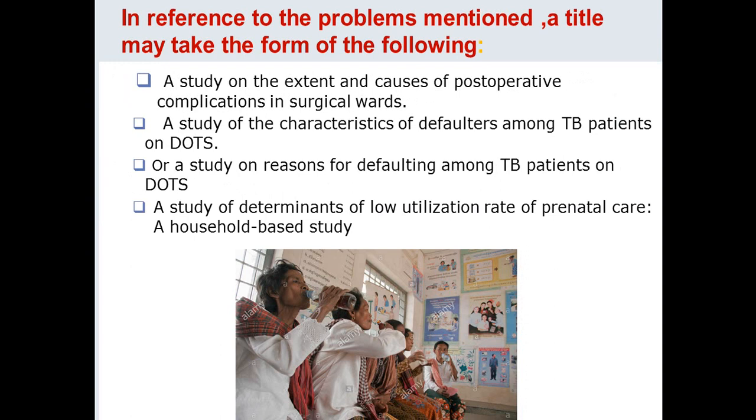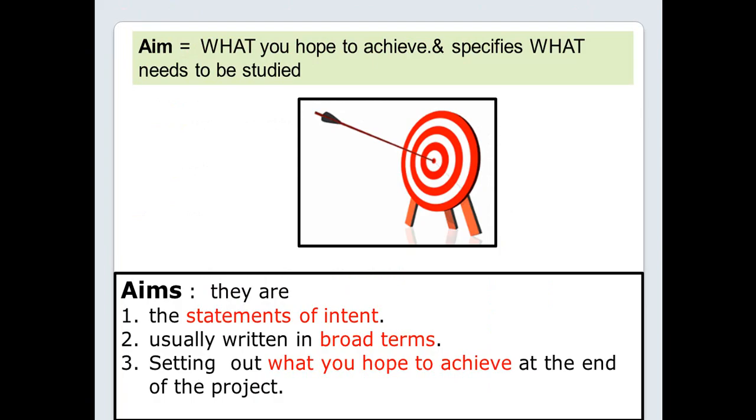In reference to the problem mentioned, a title may take the form of the following. This is an example: a study on extent and causes of post-operative complications in surgical ward is an example. Another example is a study of the characteristics of defaulters among TB patients on DOTS, or a study on reasons for defaulting among TB patients on DOTS, or maybe a study of determinants of low utilization rate of prenatal care, a household-based study. These are examples of a study of importance.